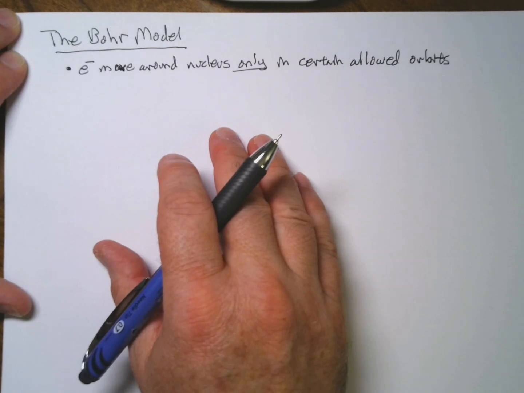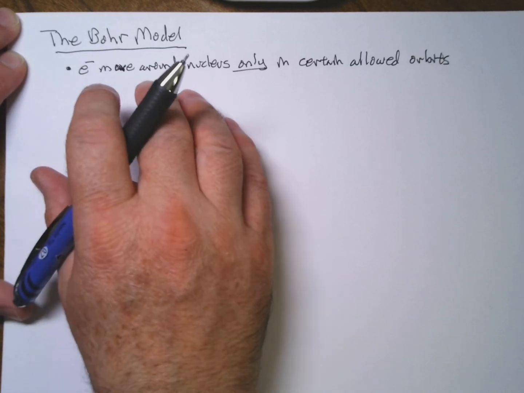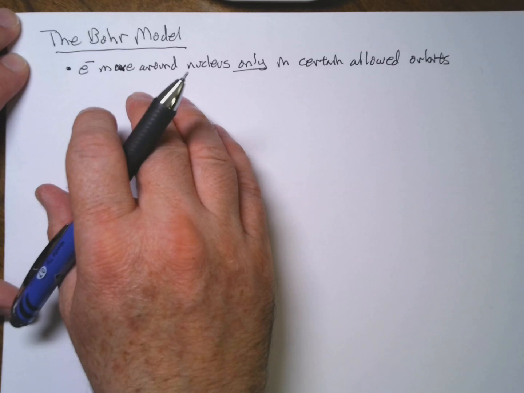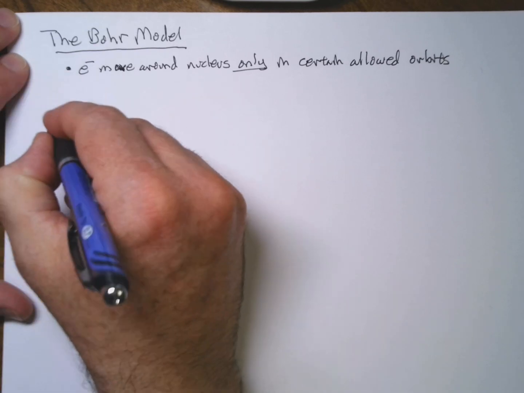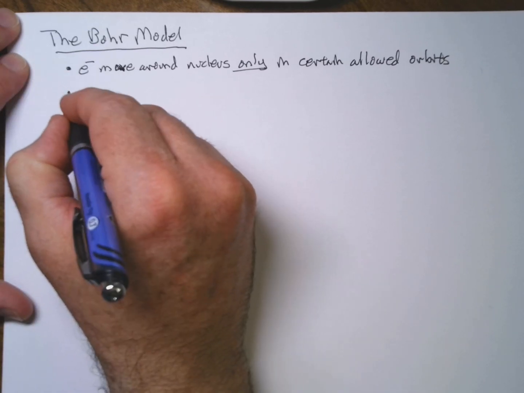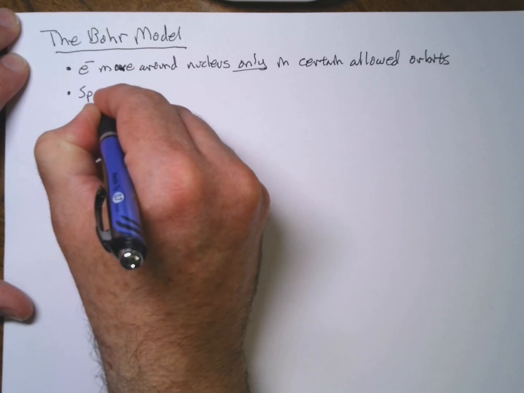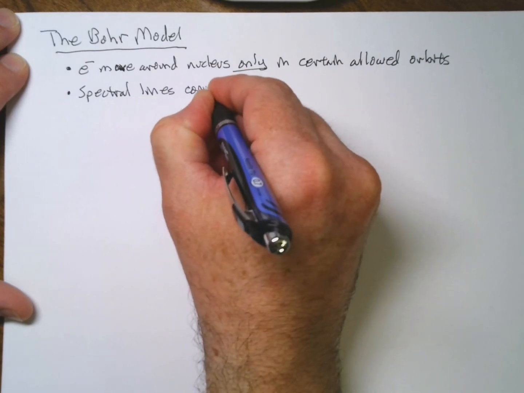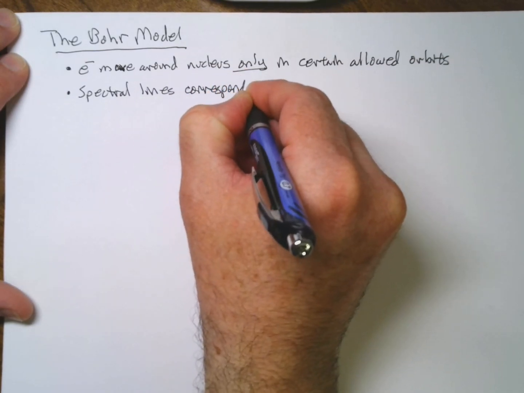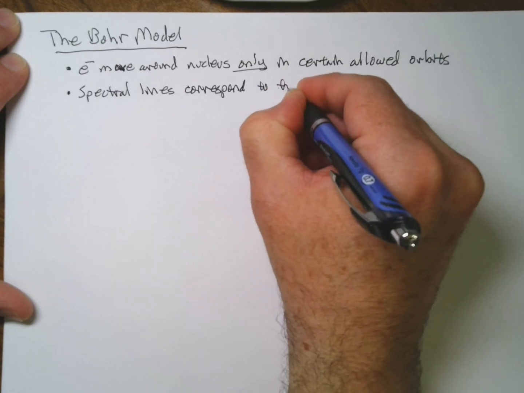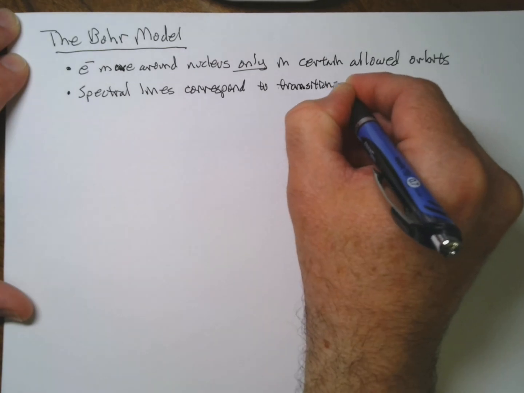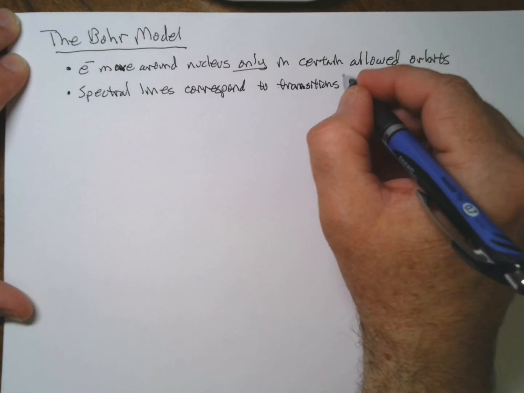So Bohr assumed that the electron orbital angular momentum, that is the size of the orbits, was quantized. And why this was so was unclear at the time. We'll come back to that in a later lecture. So the spectral lines are going to correspond to transitions of the electrons from one orbit to another.